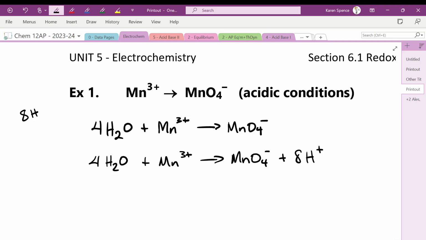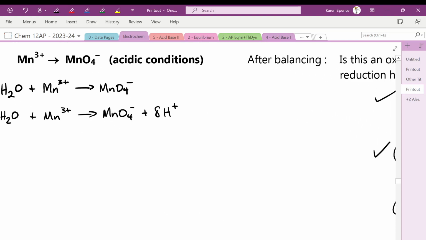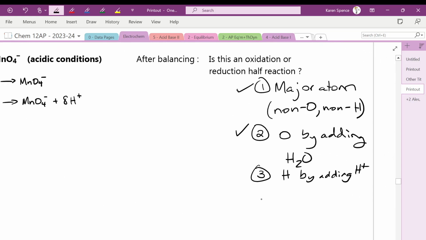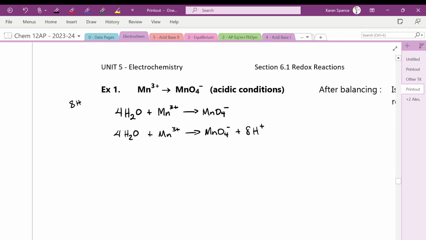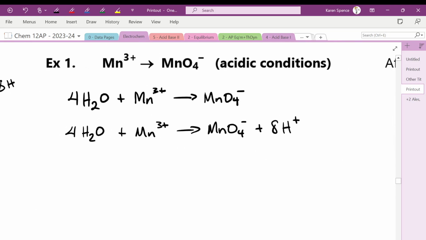Step number 1, manganese. Step number 2, oxygen, balanced by using water. Step number 3, hydrogen, balanced by using H plus. And what is step number 4? Balance the charge by adding what? Electrons. Okay, so please tell your partner what the charge is on each side of this reaction.